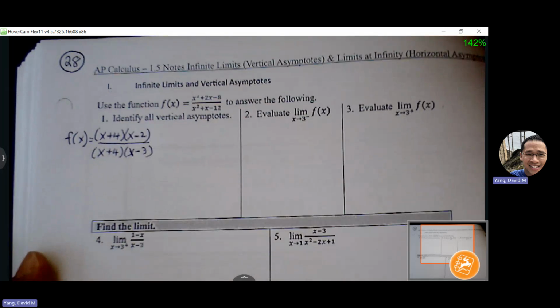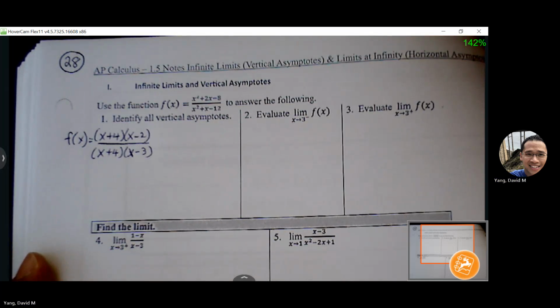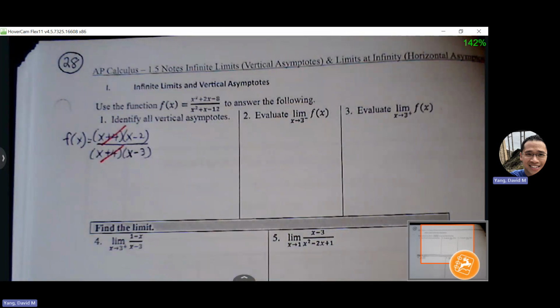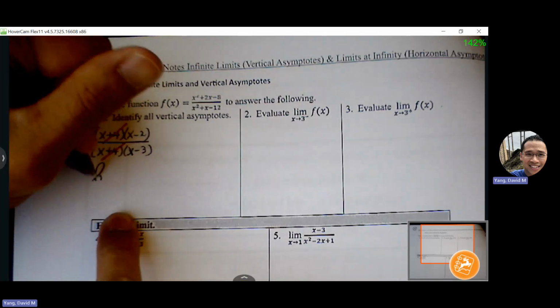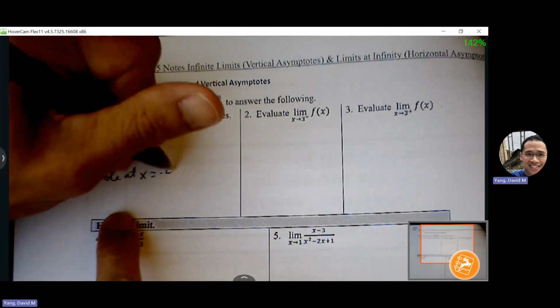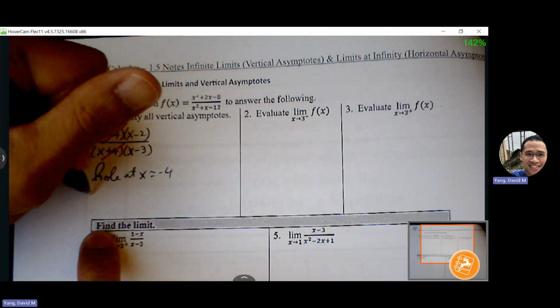Okay, so where's our vertical asymptote? Yes, x equals 3, right? Because x plus 4, this is telling us that there's a what? Hole. Okay, so we're not going to focus on the hole here. We're going to focus on the vertical asymptote. We're going to just go ahead and identify.